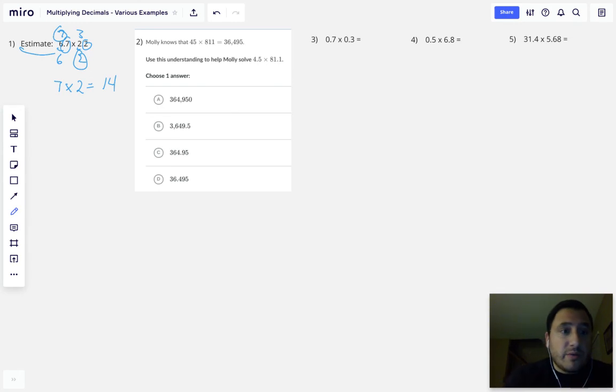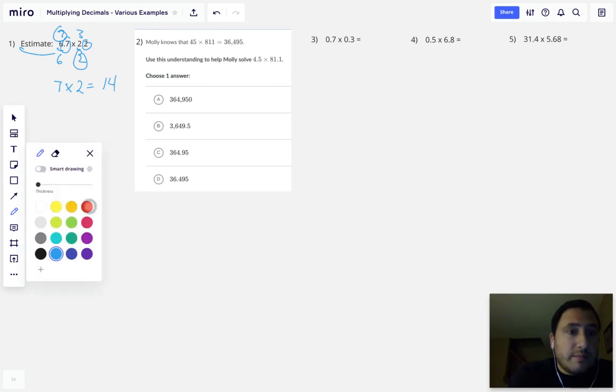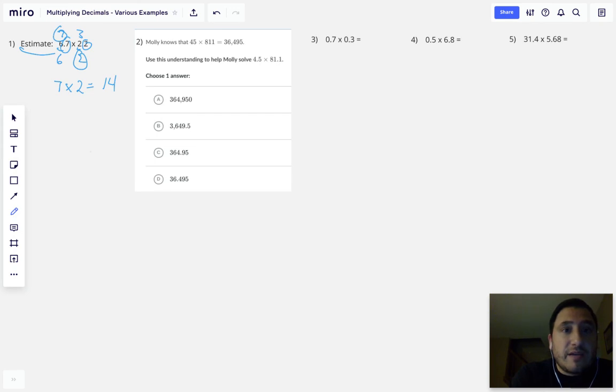All right, second question we're going to look at. It says, Molly knows that 45 times 811 is 36,495. Use this understanding to help Molly solve 4 and 5 tenths times 8 and 1 tenth. So that's up here. So we don't even need to multiply this out. All we need to do is look at our two numbers and see how many total digits are behind the decimal point.